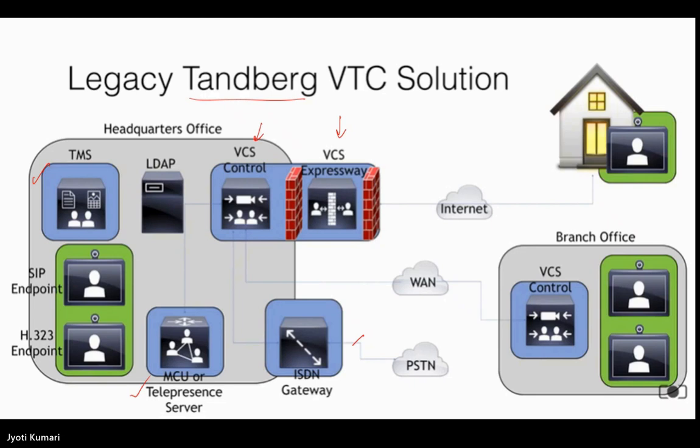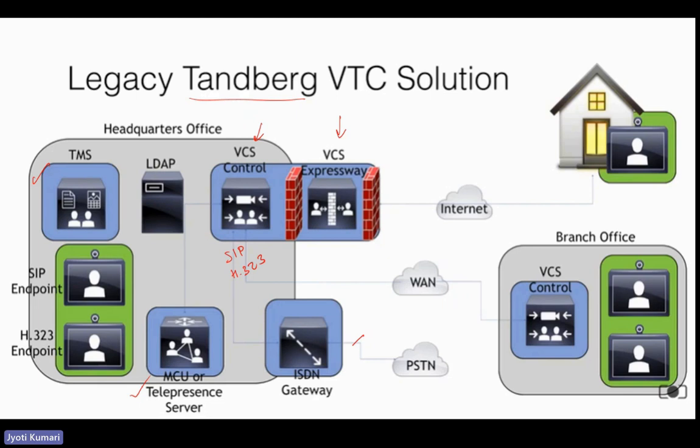So VCS Control is located inside of the corporate network, same like the Expressway core, and all internal devices would register to the VCS Control. So it takes care of the registration, call processing, everything for the internal network. That is what the VCS core, the control, was doing. So it is located inside the corporate network, and all internal devices register to the VCS Control, including both SIP and H.323 endpoints, telepresence servers, MCU, and ISDN gateways.